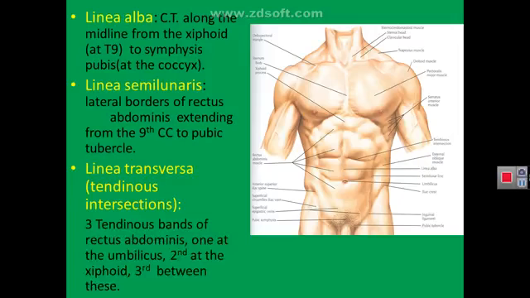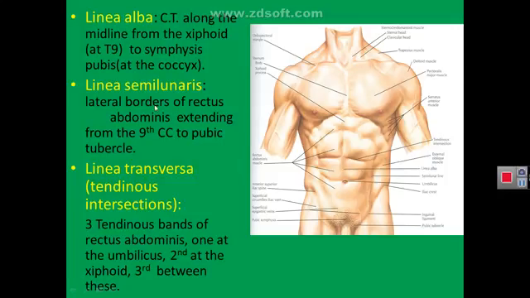Other surface anatomical landmarks are the following. Linea alba. It is a groove in the midline of the abdomen extending from the xiphoid process, as we said, which is at the level of T9, to the upper border of the symphysis pubis, which is at the level of the tip of the coccyx. This linea alba, the groove seen on surface anatomy, is considered as connective tissue in the midline, giving origin to flat muscles of the anterior abdominal wall.